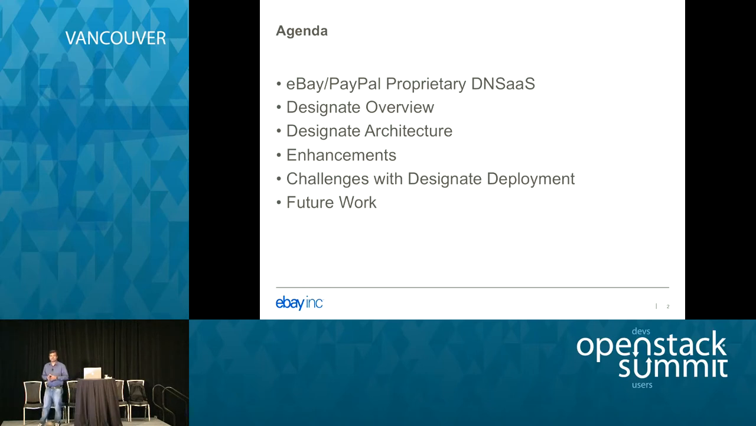Then we'll do a Designate overview on what components Designate has. We will look at the Designate architecture, and then when we had to migrate from our proprietary DNS as a service to Designate, we had to make enhancements to Designate so that it meets our business needs. So we will look at a list of those enhancements, and then when we deployed Designate to production, we ran into a few challenges. We would like to share those challenges with you.